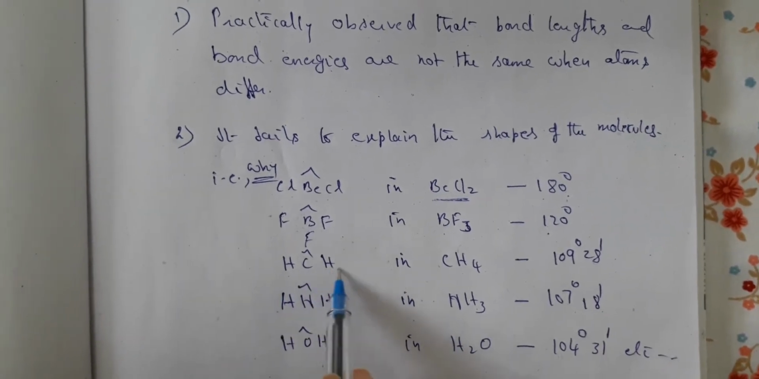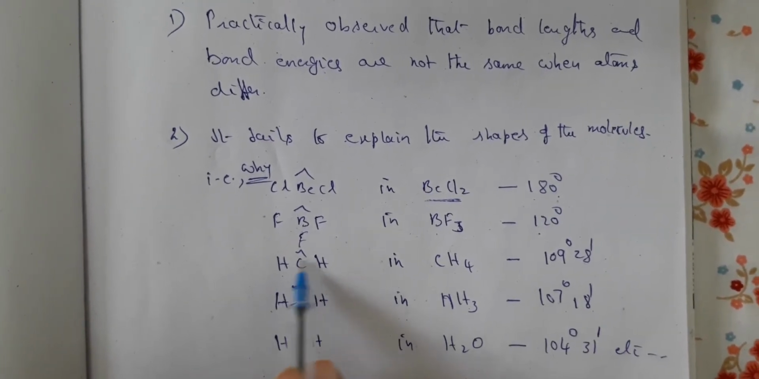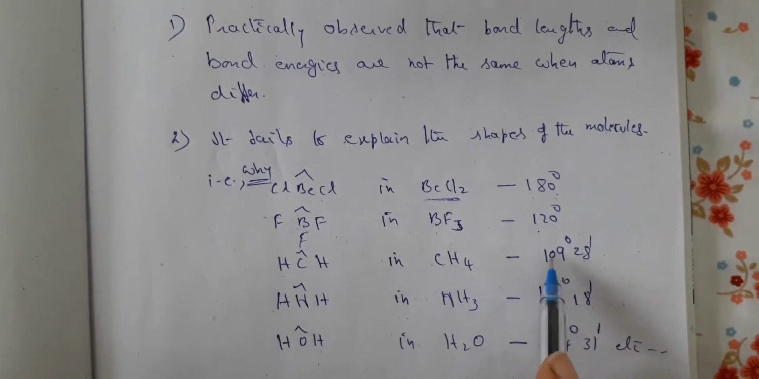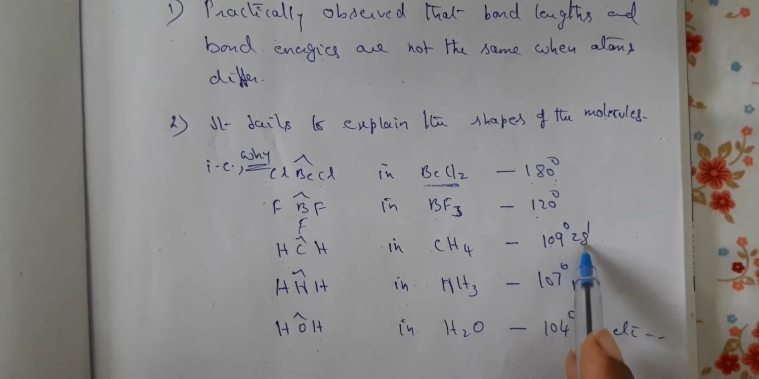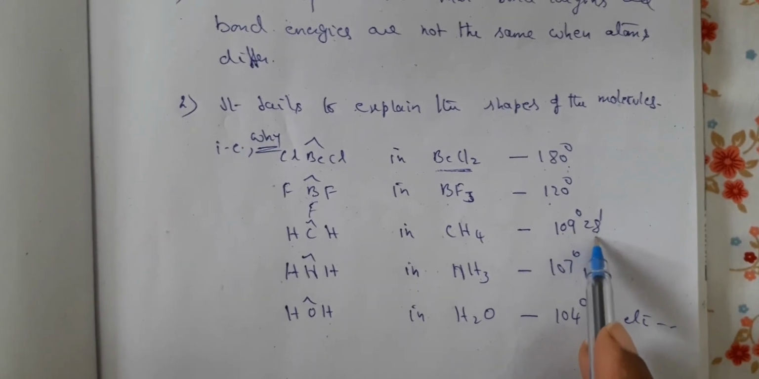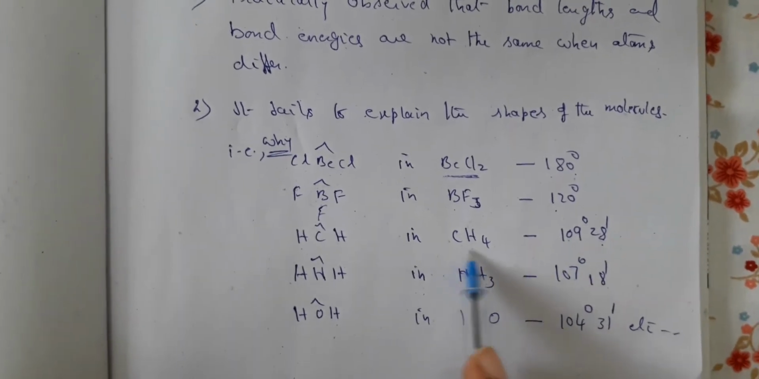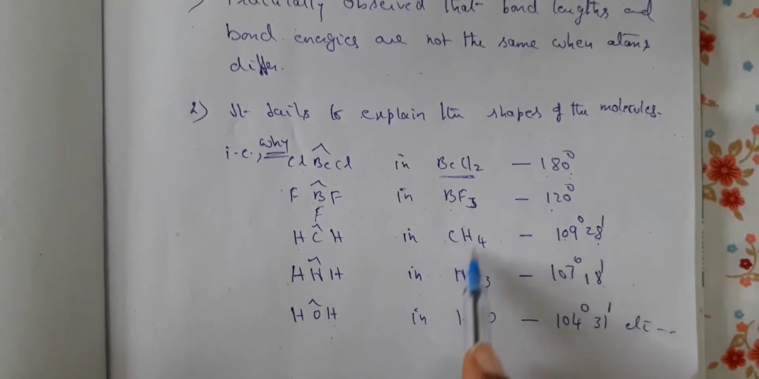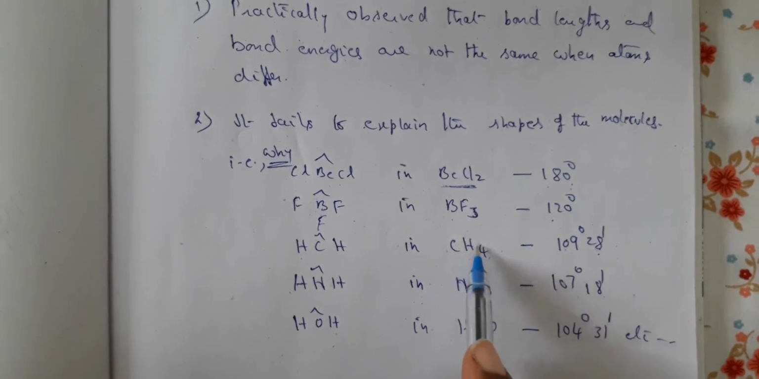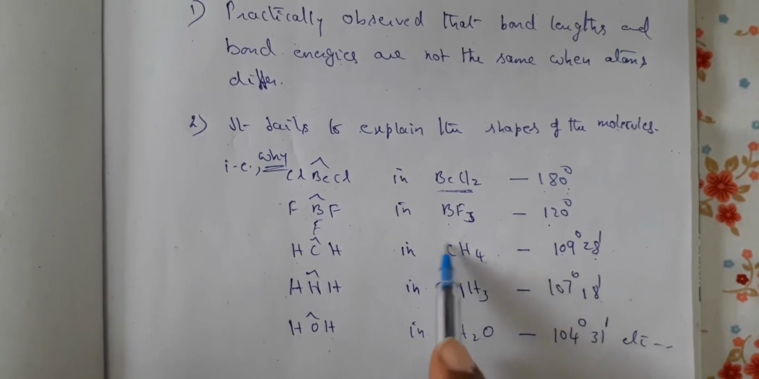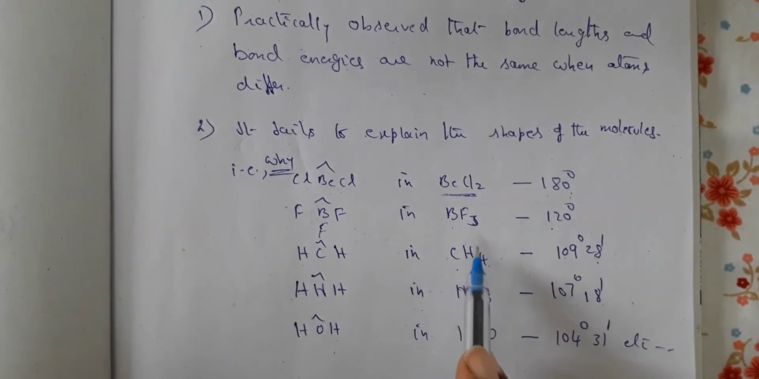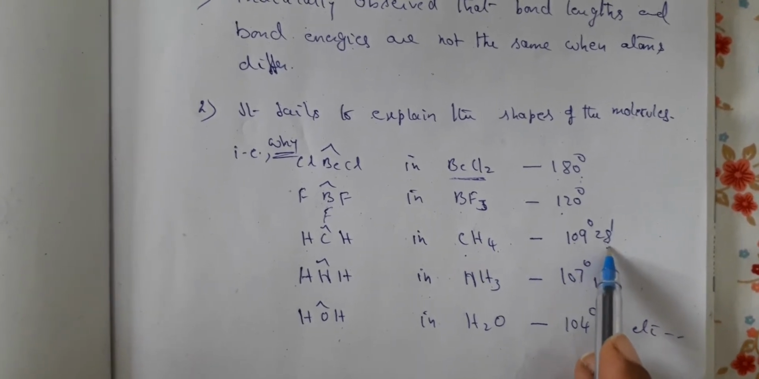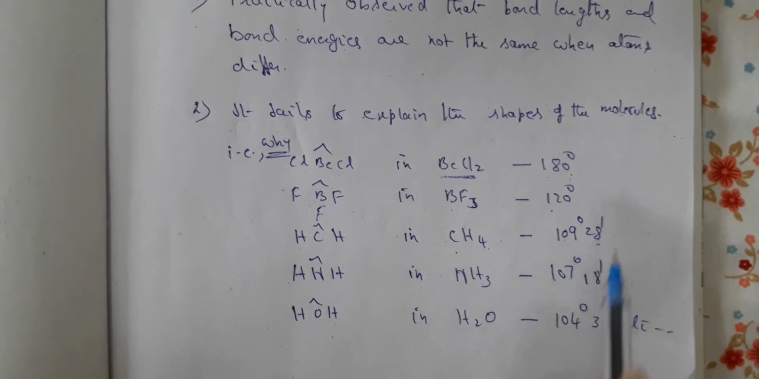Similarly, if you take CH4, the angle between the C-H covalent bonds is 109 degrees 28 minutes. This is also practically observed. So how is this so? Methane is supposed to have four hydrogens at the four sides of a carbon atom, but here the angle is 109 degrees 28 minutes. Why is it so? This theory could not explain.